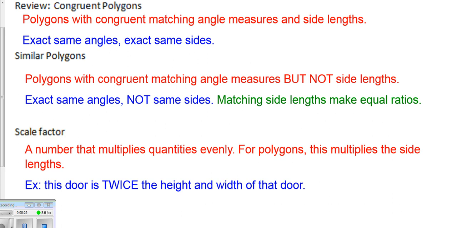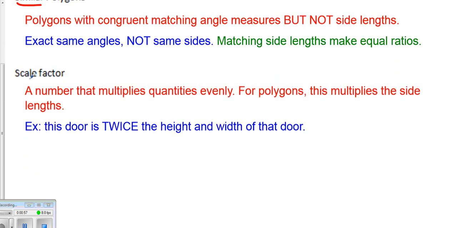Similar polygons is a little bit different. Now, I want you to underline the fact that it is similar, not congruent. Similar and congruent are different. Similar polygons are polygons with congruent matching angle measures, but not the side lengths. So they're the exact same angles, not the exact same sides. The matching side lengths do make equal ratios, though. So in a sense, you can think of these as same shape, but different sizes.